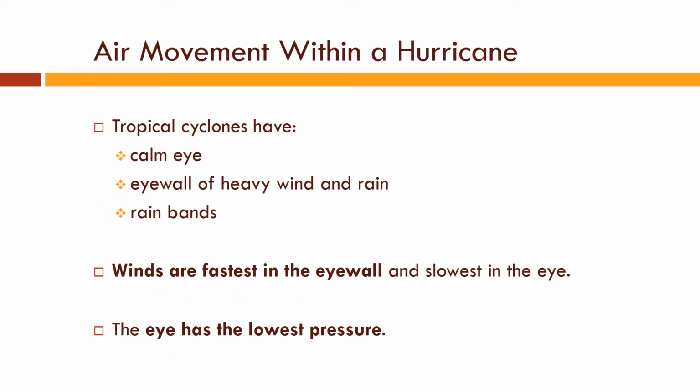Tropical cyclones, or hurricanes, as I will probably slip up and call them a few times, have a few defining characteristics that make them very easy to identify. First is a calm eye, then an eye wall of heavy wind and rain, and separating rain bands. Winds are fastest in the eye wall and slowest in the eye, and the eye has the lowest pressure in the tropical cyclone. I'll go over each of those features in a little more detail in just a few slides.